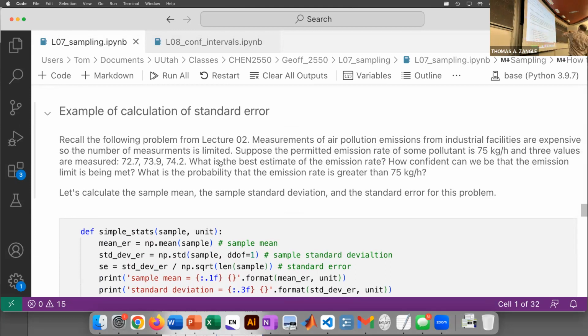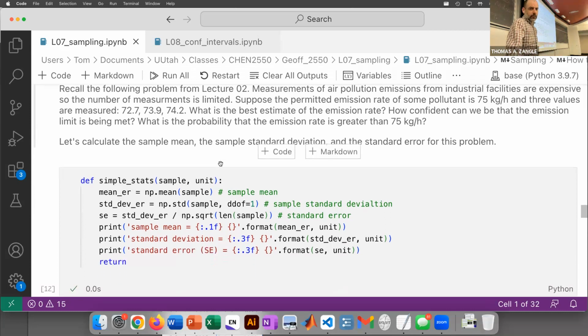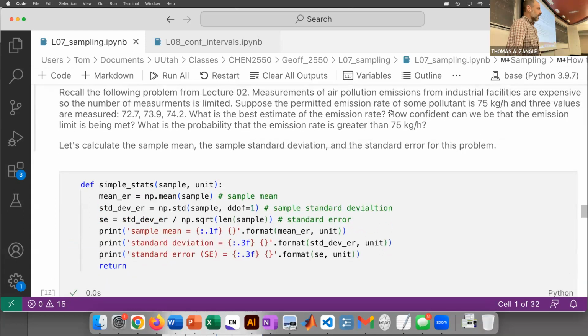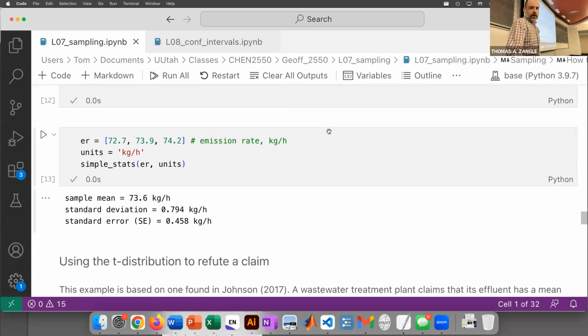It's a question that actually came from lecture 2. Imagine that we have measurements of some pollutant that has some restriction on how much can be emitted. Those measurements are 72.7, 73.9, 74.2, and we want to know how confident we are that the emission limit is being met. When we talk about confidence intervals in lecture 8, the next set of notes, we'll be able to actually start to answer these questions.